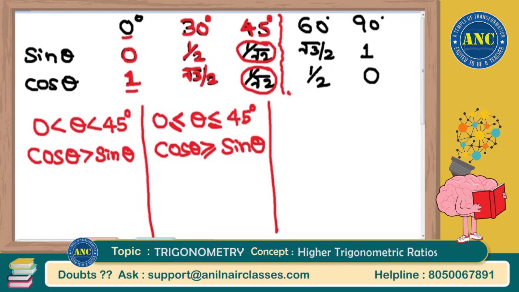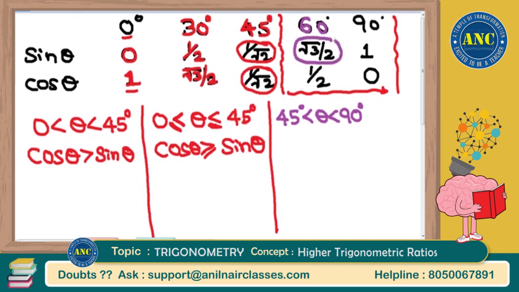What about the values greater than 45 degrees? Suppose I take 60 degrees. Theta is greater than 45 and less than 90 degrees. I hope you are able to understand the logic. If I take 60 degrees, sin theta value is root 3 by 2, but cos theta is only 1 by 2. Sin is becoming greater than cos after 45. Sin theta is greater than cos theta after 45 degrees.